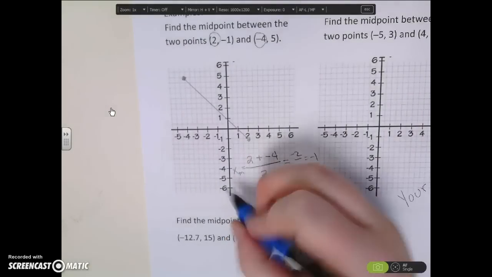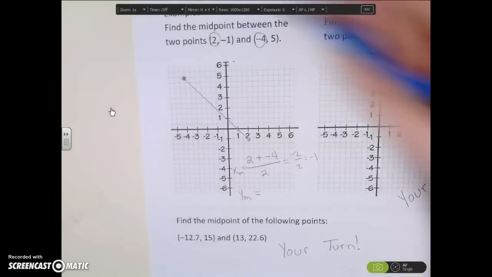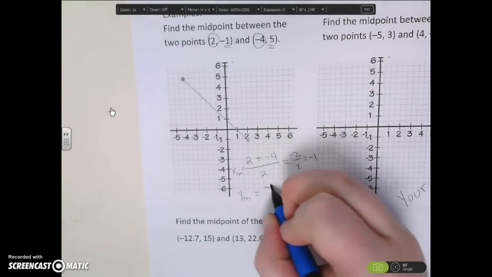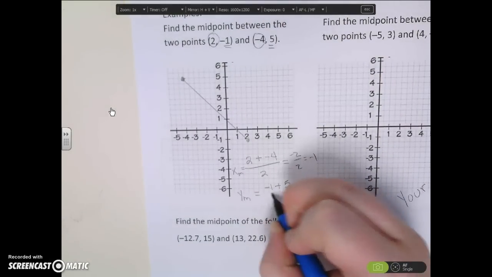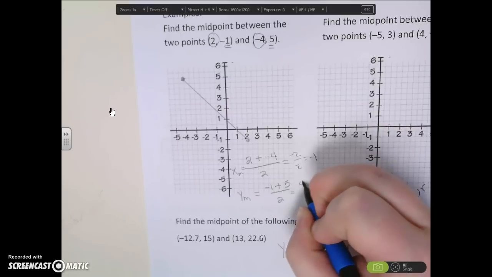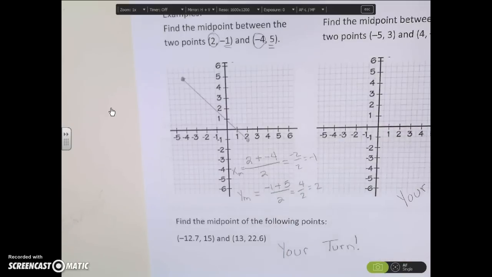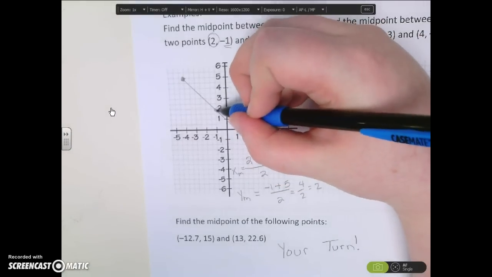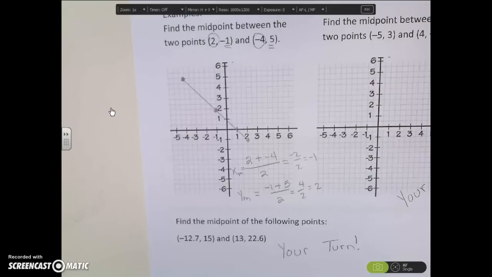Then look at the y values. Ym. I have negative 1 and 5. Negative 1 plus 5 over 2 gets me 4 over 2, which is 2. So when I plot negative 1, comma 2, oh, I'm really happy because that's on that line. So I know I found the midpoint of that segment.